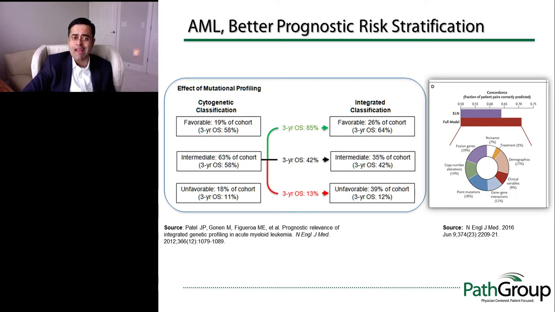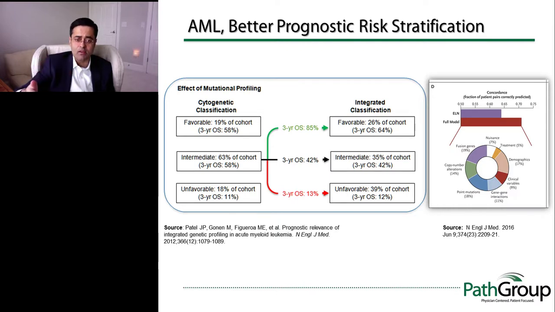And that was the enhanced prognostic risk stratification of genomic profiling to better render diagnostic, prognostic, and therapeutic information for patients. So in the traditional model where you don't do genomic profiling and you do the traditional laboratory tests in patients with acute leukemia, you can see on the left-hand side through the cytogenetic classification that 19% of your patient cohort fall into a favorable risk category, 63% fall into the intermediate, and 18% into the unfavorable. So you've got a pretty uneven distribution of patients into the favorable, intermediate, and unfavorable risk category.